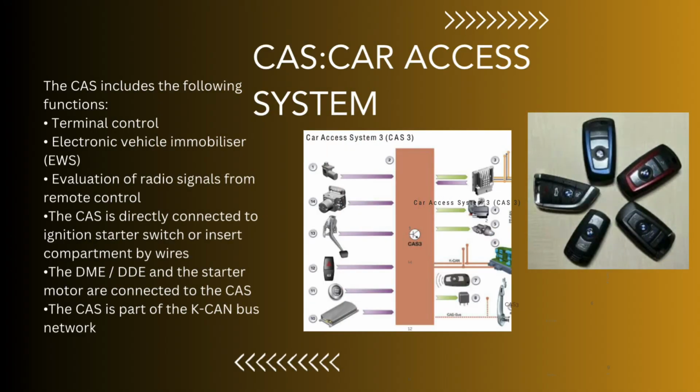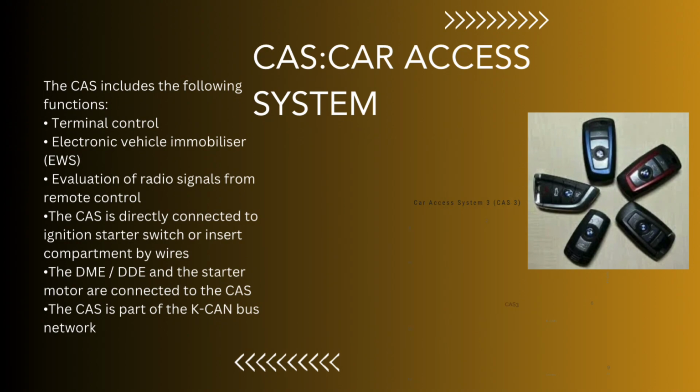CAS, Car Access System. The CAS includes the following functions: Terminal Control, Electronic Vehicle Immobilizer EWS, and evaluation of radio signals from the remote control. The CAS is directly connected to the ignition starter switch or insert compartment by wires. The DME/DDE and the starter motor are connected to the CAS. The CAS is part of the CAN bus network.